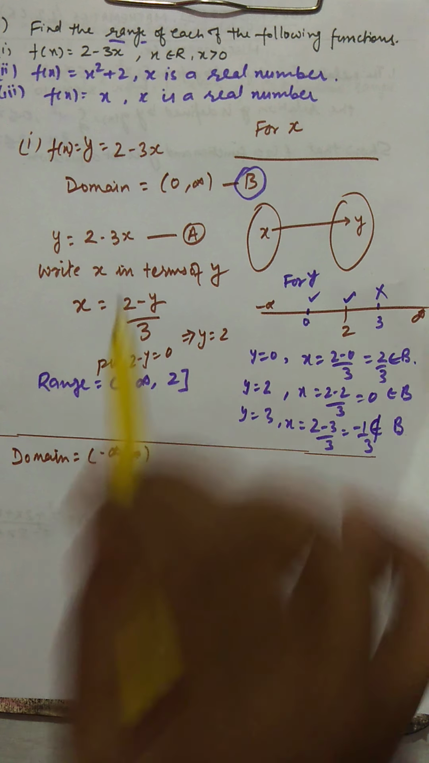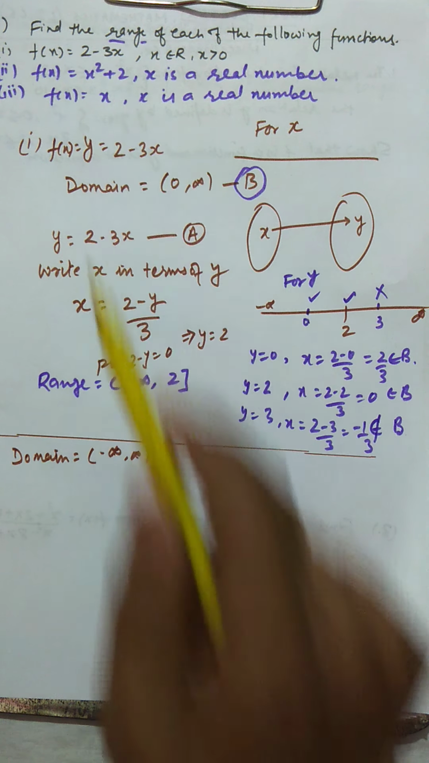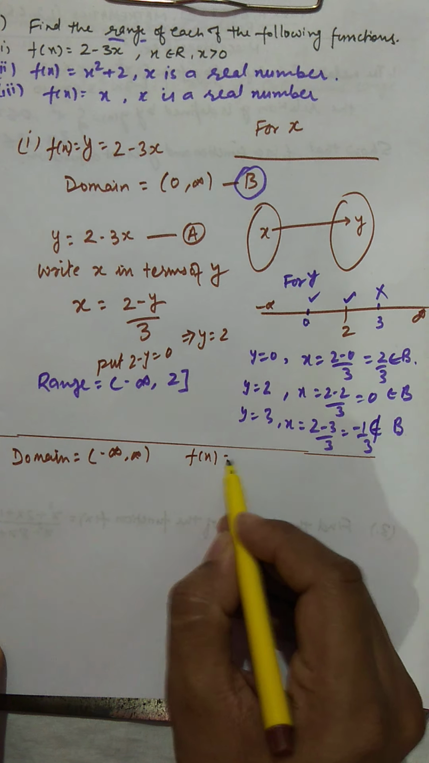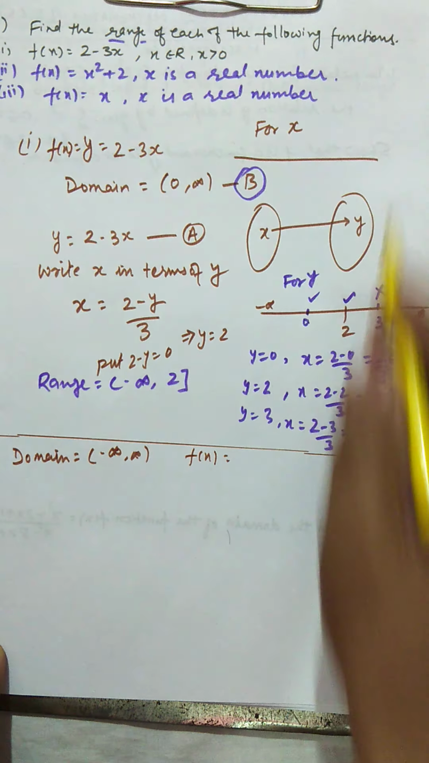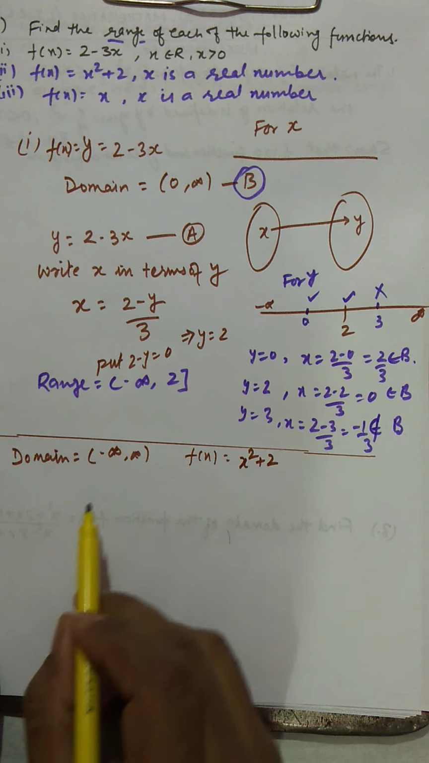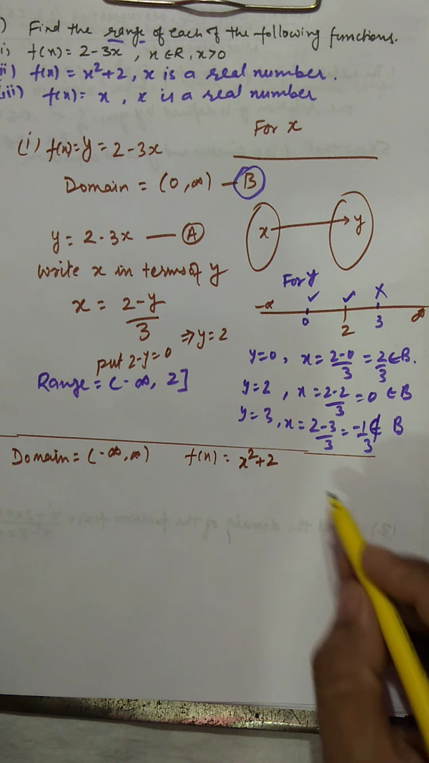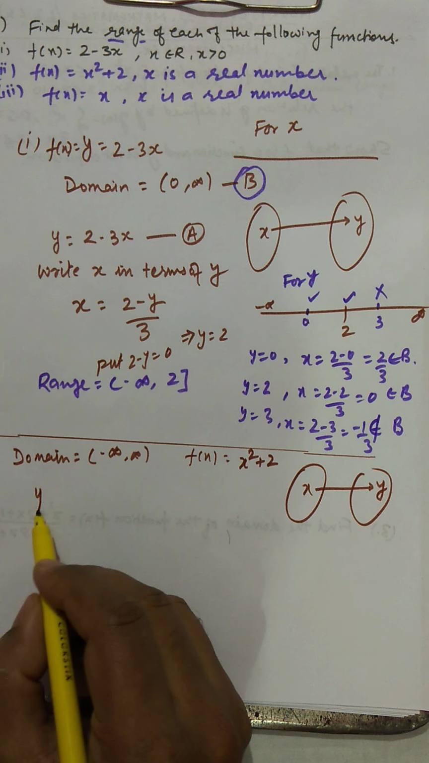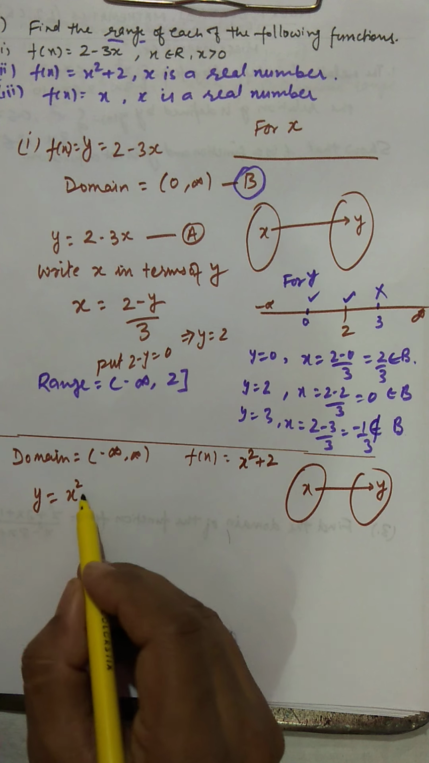Now for the second part, you can see this f(x) equal to x square plus 2. So your domain is minus infinity to infinity, it's already given. So f(x) is x square plus 2. Now we'll find the range. So let's say this is x and this image is y. So y equal to x square plus 2.